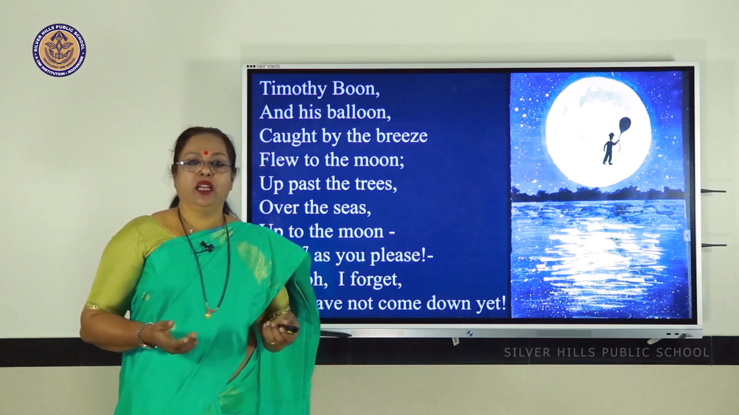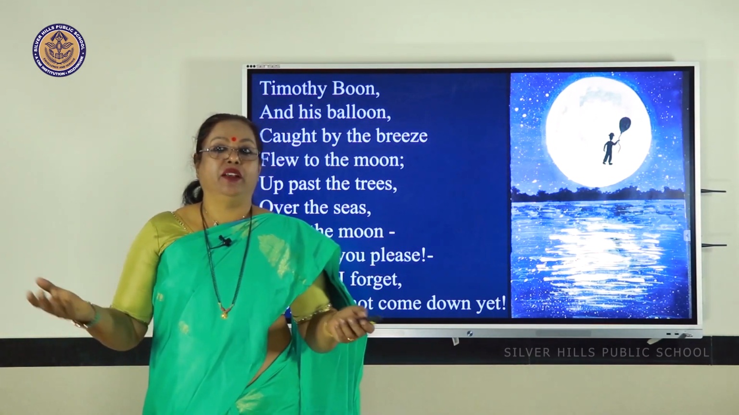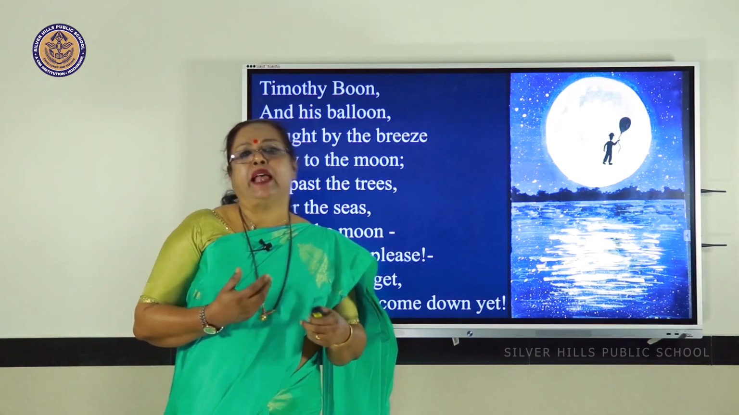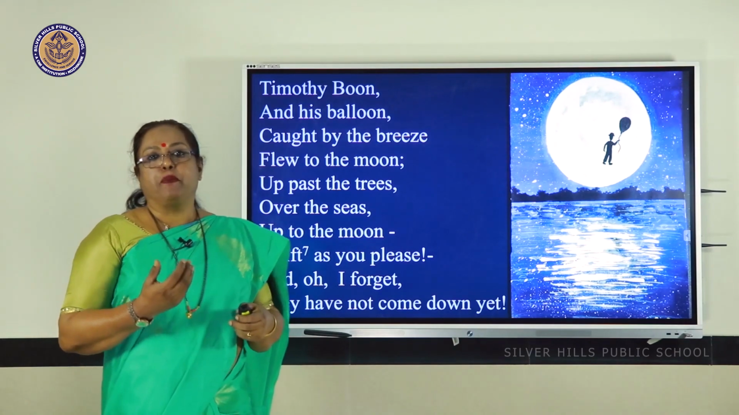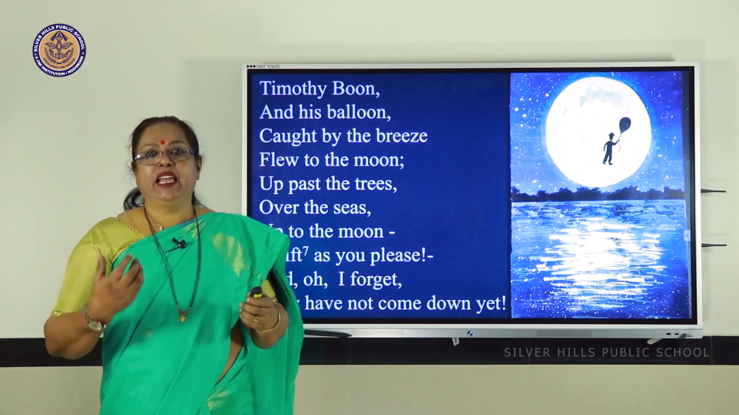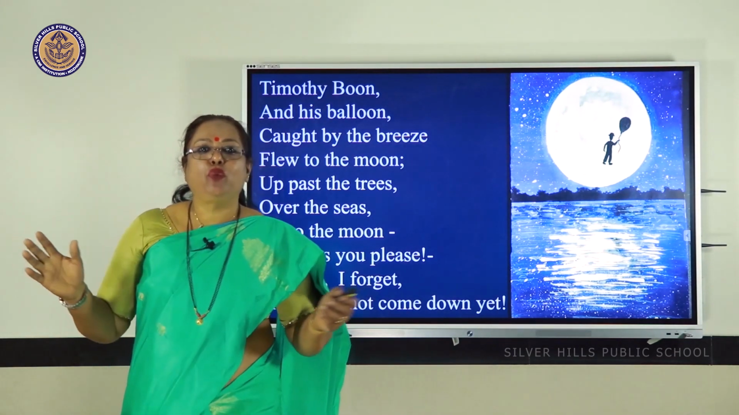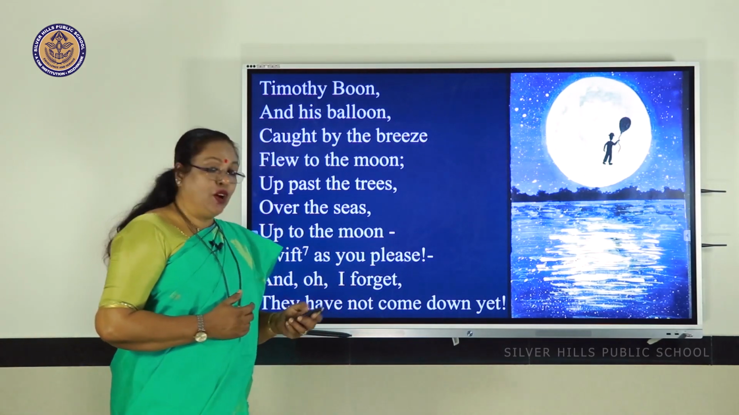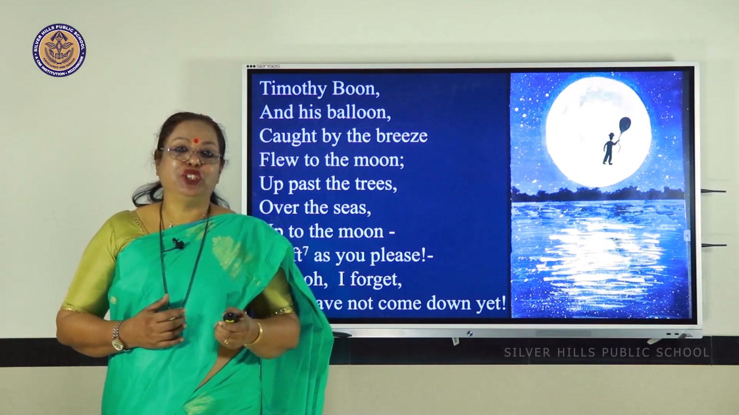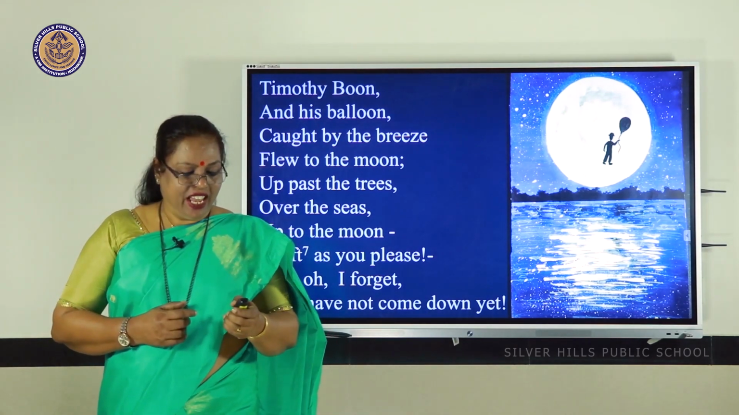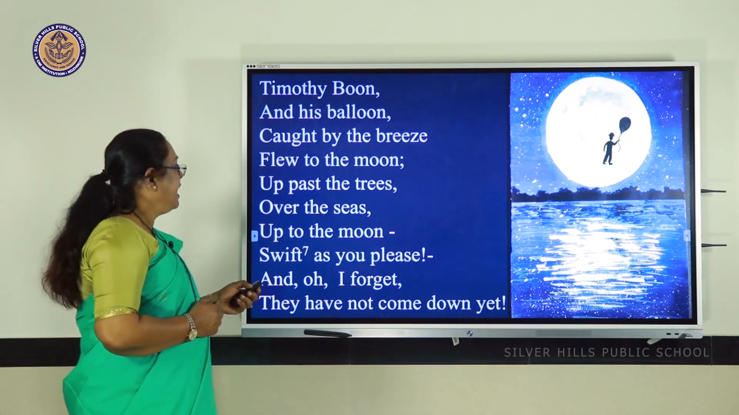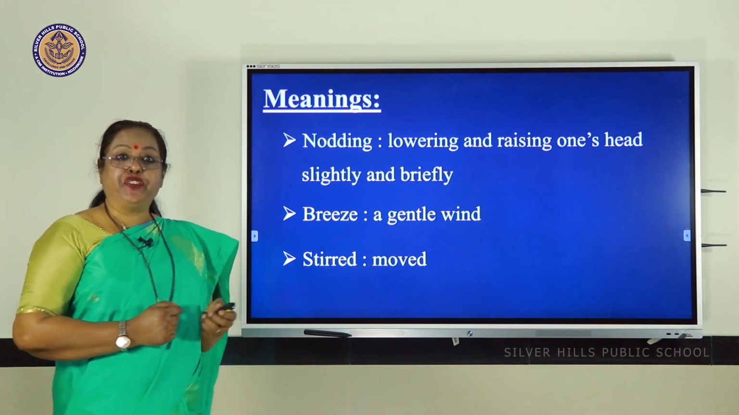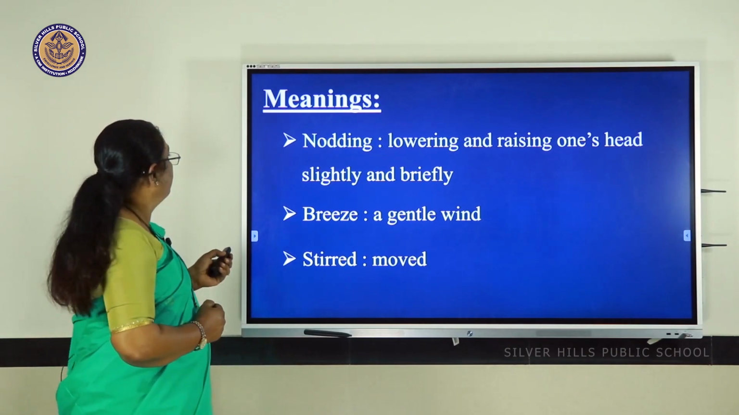So that is what the poet does not know. Nothing is known about the balloon and Timothy, because the poet has not continued after that. They have gone up to the moon, that is all we know, but they have not come down yet. Now, did you enjoy the poem, children? Now, I will be asking questions. But before that, let us go to the important words that have been introduced in this poem.